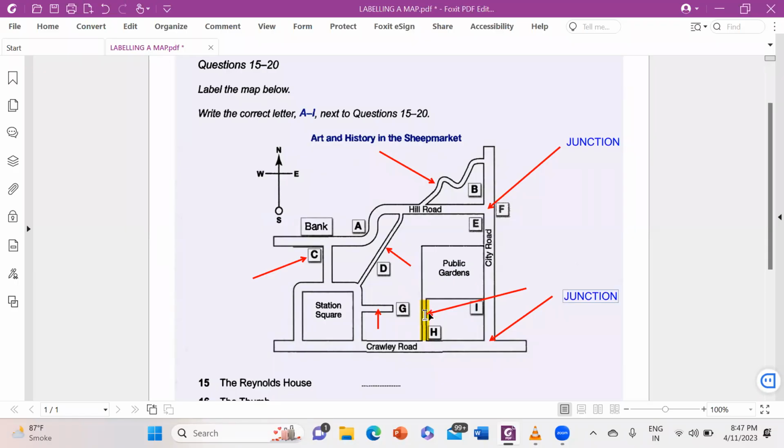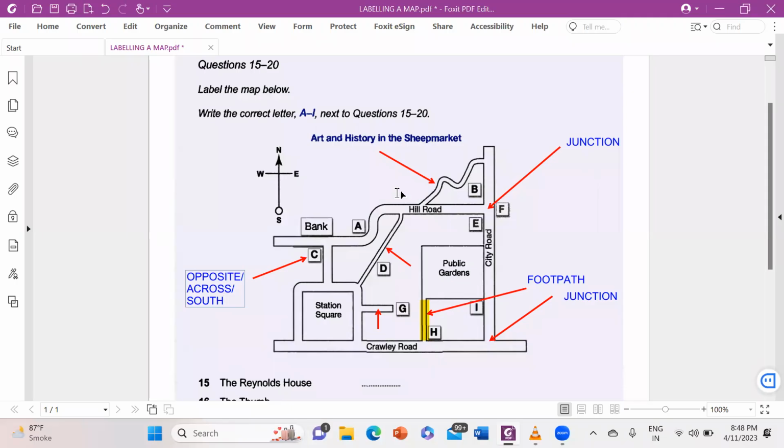Now, this small lane where people can walk is known as a footpath. So it's a footpath. Now C, you can describe it either as opposite to the bank, of course, or you can say across, or you can say south. We have to see what the data has used.